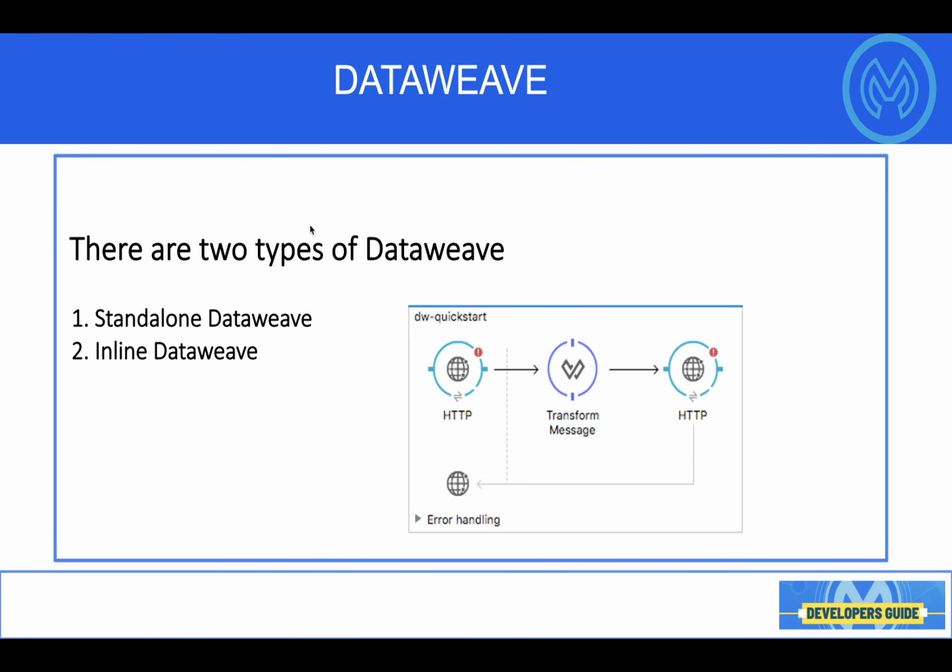Coming to DataWeave, whenever we are writing DataWeave, we have two ways of writing it, or you can say two types. One is standalone DataWeave, another is inline DataWeave. Many people use standalone and inline but are unable to differentiate what exactly they are, so I thought to cover these two in detail.